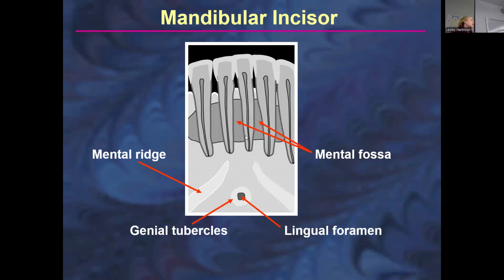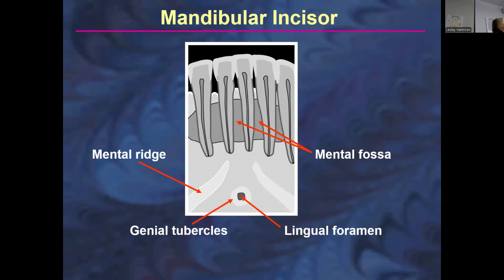Straight down between the central incisors on the mandible, we have the lingual foramen, which is a nerve opening, a nerve entrance or exit, I guess. Around that, the bone is thick, and it's where there's muscle attachment. The lingual foramen is the radiolucent area because it's an opening in the bone.